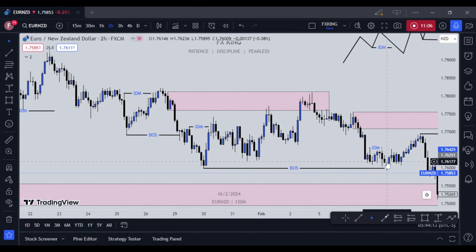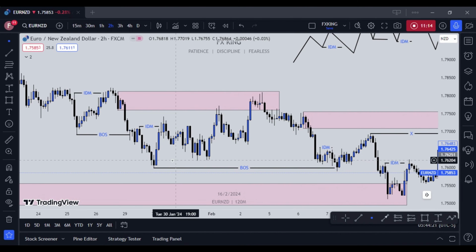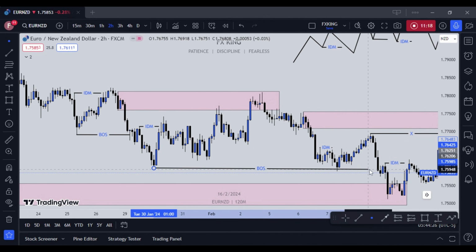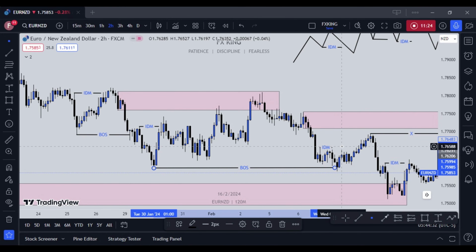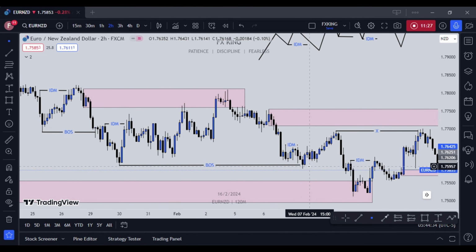Now, this break of structure is valid because price took out our inducement at this level. Then price mitigated our order block and dropped. You need to extend here. This is where the break happened. It's not at this wick. These wicks are not counted as break of structure. This is just a liquidity sweep. This break of structure was confirmed when price closed a candle below at this zone.